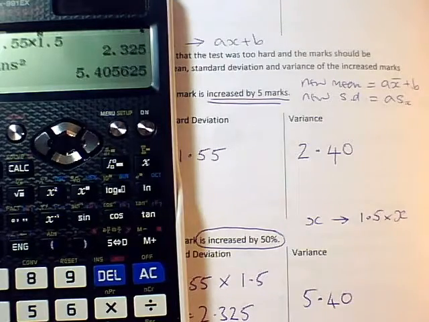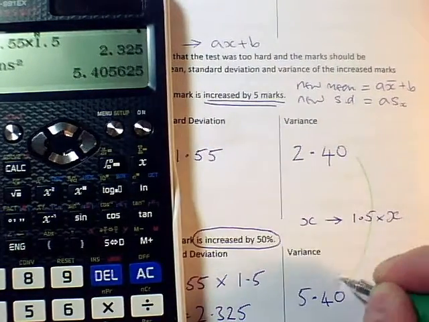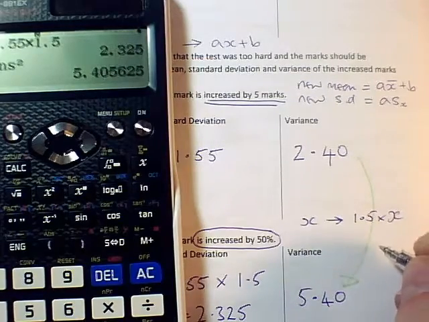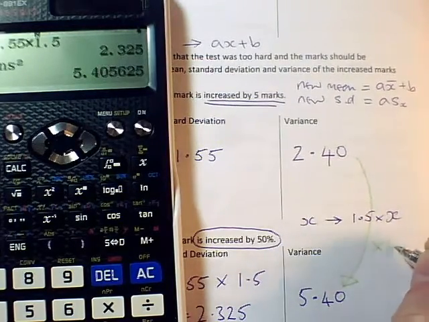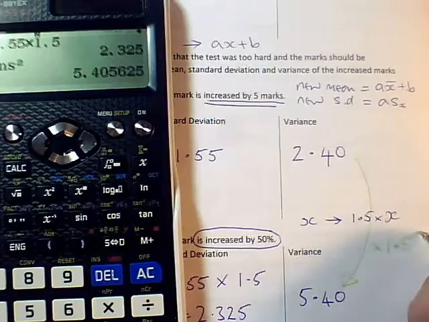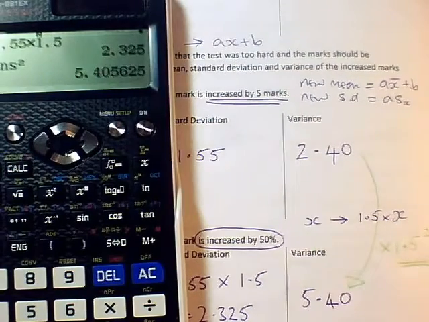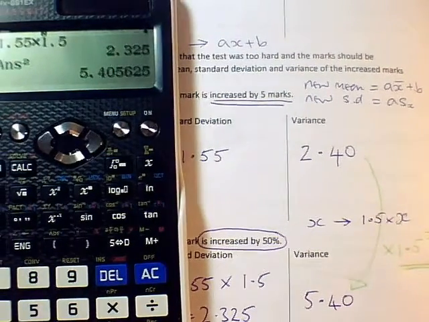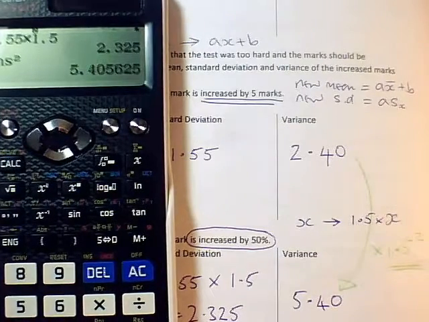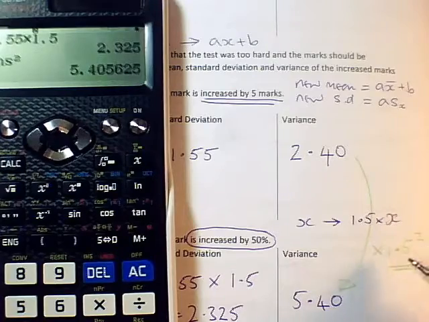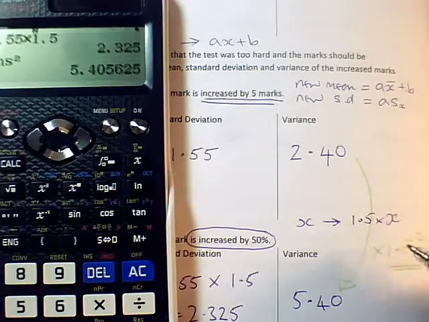So if I did want to come straight from the 2.4 to the 5.40, instead of multiplying by 1.5, I have to multiply by 1.5 squared, because the variance is the standard deviation squared, so the multiplying effect on the variance is the same as the multiplying effect on the standard deviation of times 1.5, but that being squared.